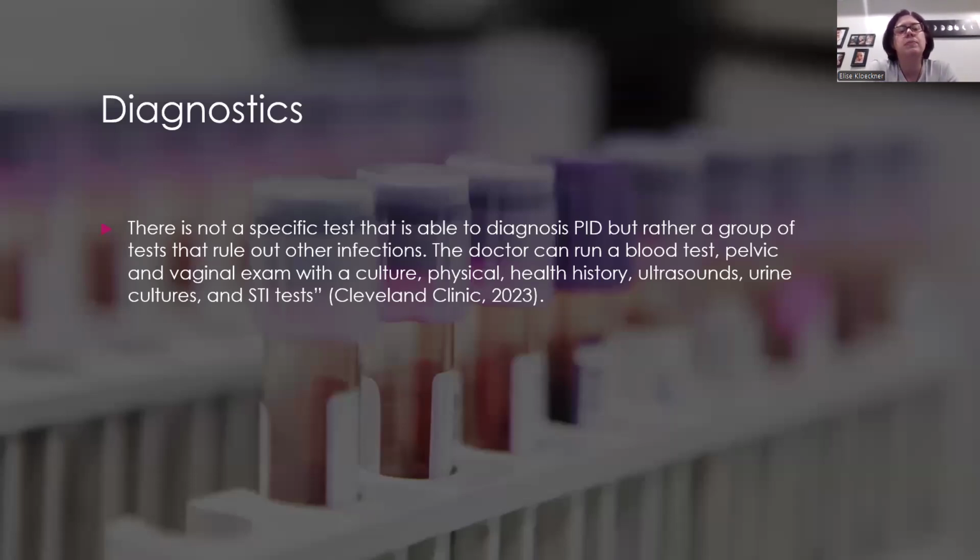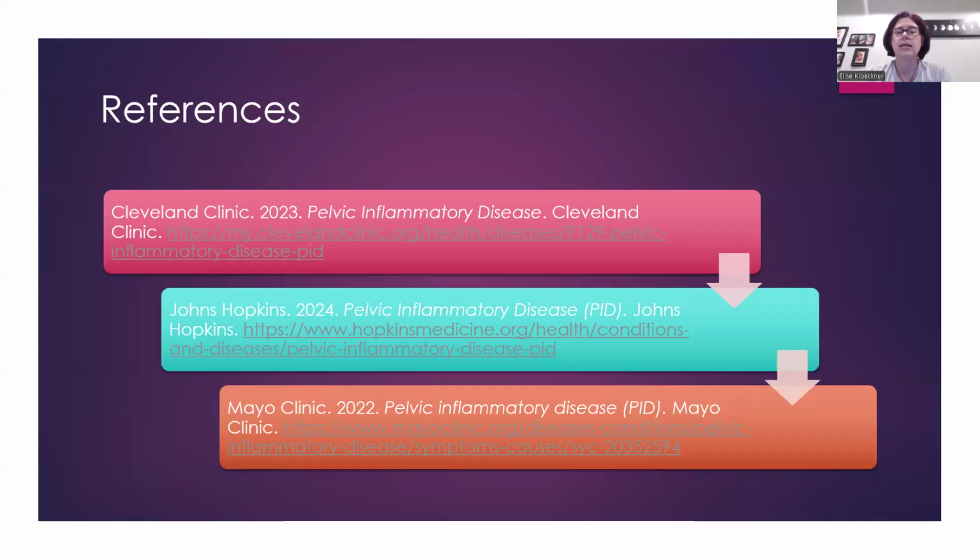Diagnostics. There is not a specific test that is able to diagnose PID, but rather a group of tests that rule out other infections. The doctor can run a blood test, a pelvic and vaginal exam with a culture, a thorough physical health history, as well as how many partners the female has had in the past, so sexual history. Ultrasound of the abdomen and pelvic area. Urine cultures, and of course, STI tests. Cleveland Clinic 2023.